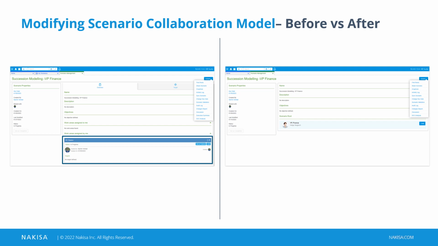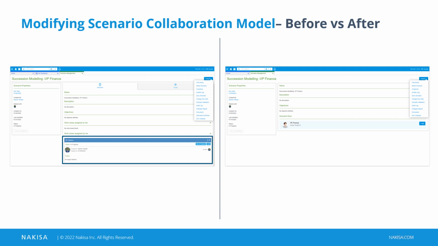Let's look into the first objective, which is modifying the scenario collaboration model. It is usually recommended to set the collaboration model before any scenarios are created in the system, because changing the model when active scenarios are present might cause an unexpected behavior of the existing scenarios and may result in sensitive data being visible to other users in the scenario.